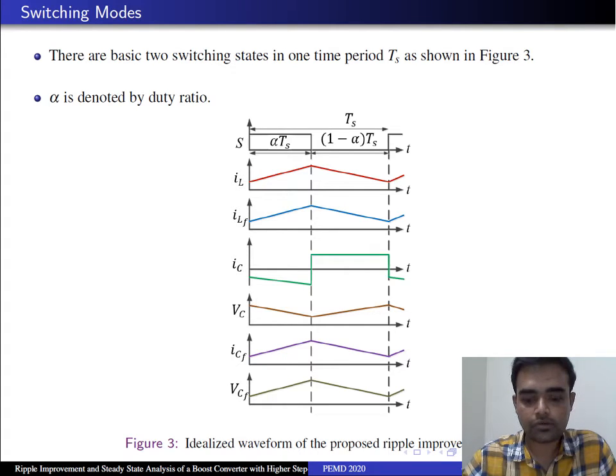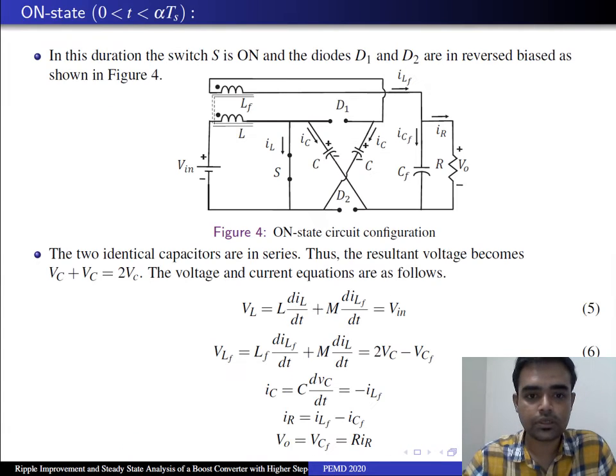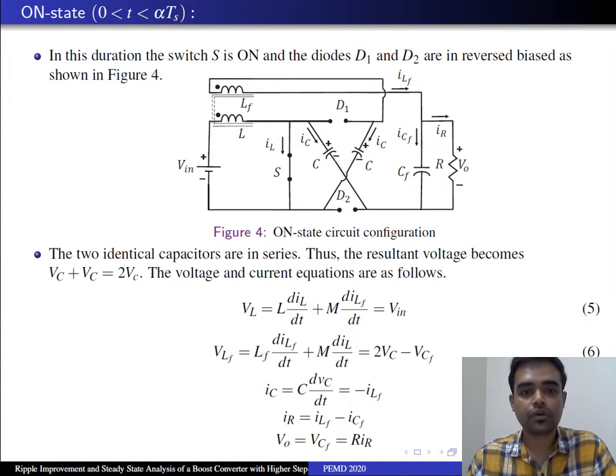In the next slide, we shall discuss the on-state and off-state topology of the proposed converter. So here comes the on-state circuit configuration of the proposed converter. In this circuit configuration, switch S is on. Therefore, the two diodes D1 and D2 will be in reverse bias condition. Therefore, these identical capacitors C1 and C2 will be in series through the switch S. Therefore, the resultant voltage becomes Vc plus Vc, equal to 2Vc.